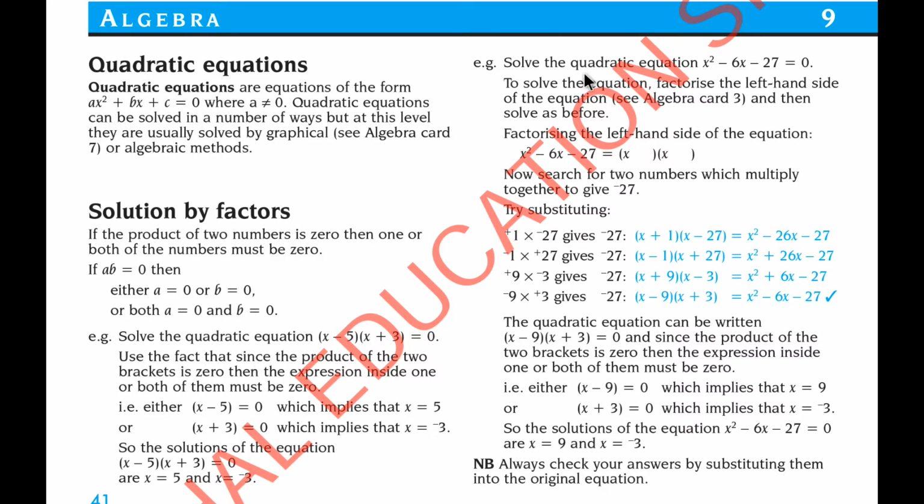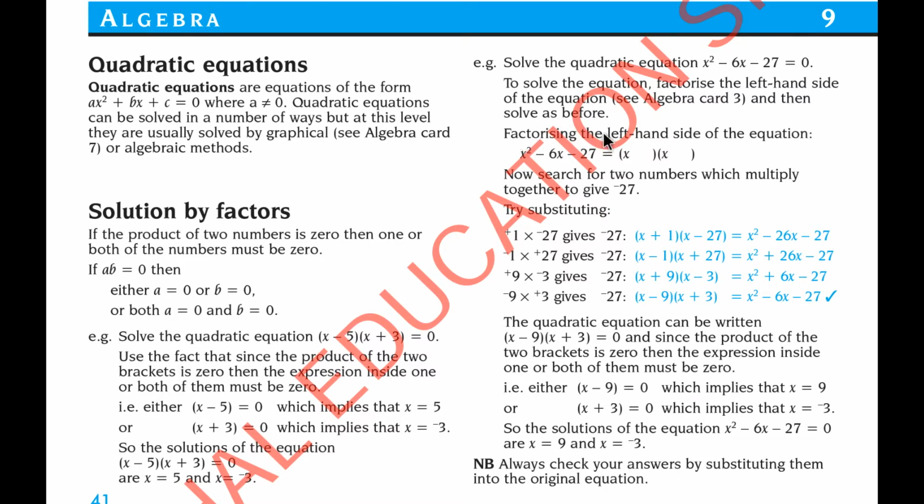Now this one is in the bracket form, and now this is in the quadratic form. So we need to reapply brackets. Sometimes they give you the equation in this format. Solve the quadratic equation x^2 - 6x - 27 = 0. To solve the equation, factorize the left hand side of the equation and then solve as above.